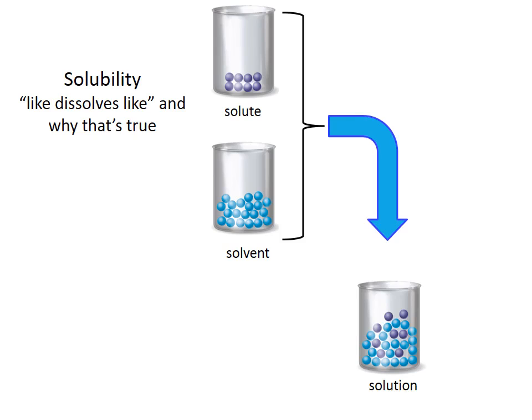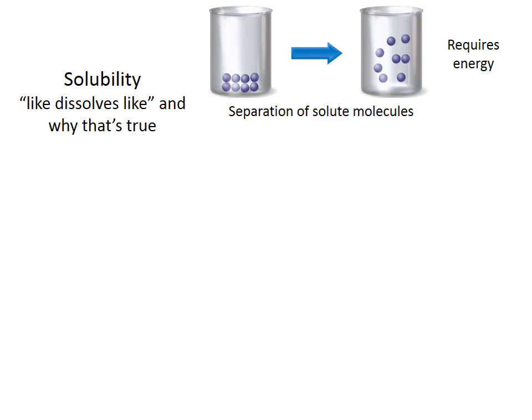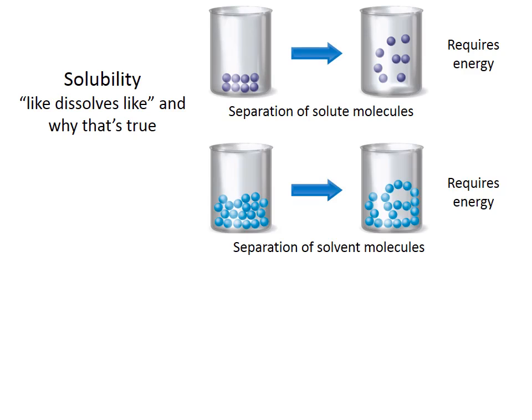We're going to think about that process in stages. The first stage, we're going to have to separate those solute particles in order to make room for the solvent, and that requires energy. So whatever intermolecular forces are present in the solute, we have to overcome those intermolecular forces to pull them apart. That's also true for the solvent, because the solute needs to fit in those spaces between the solvent particles, which means we have to separate the solvent particles as well. That also requires energy because we need to overcome whatever intermolecular forces are present.